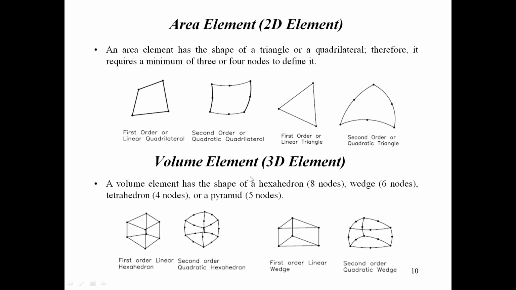Then the volume element, we can also say it's a 3D element. A volume element has the shape of a hexahedron, that is 8 nodes, wedge 6 nodes, and tetrahedron 4 nodes. Okay, or a pyramid, which is 5 nodes. So this is for the linear element, and for the quadratic element, it will be doubled. Okay.